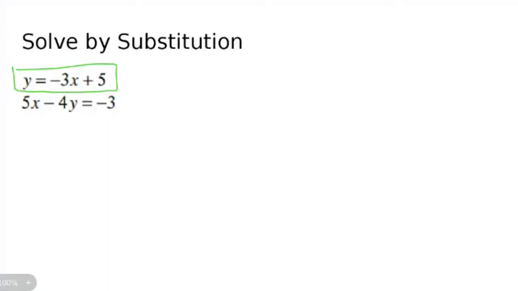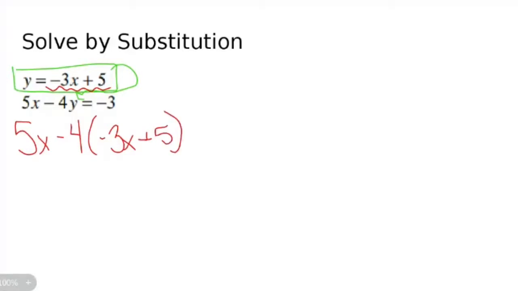So what I can do is, since y is -3x plus 5, I can turn that y right there into -3x plus 5. I'm turning y into negative 3x plus 5. So I'm rewriting the bottom equation, 5x minus 4. And instead of y, I'm turning y into negative 3x plus 5. I'm substituting. And now I'm going to finish writing out the bottom equation.